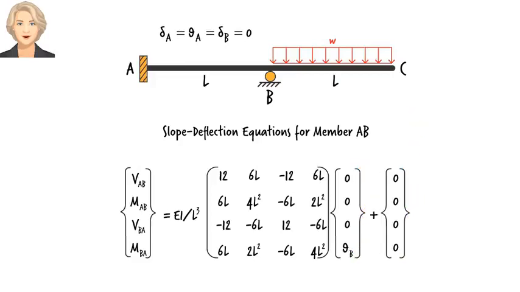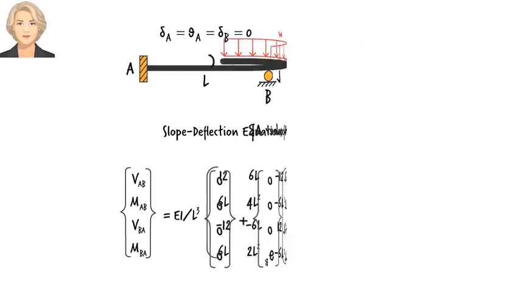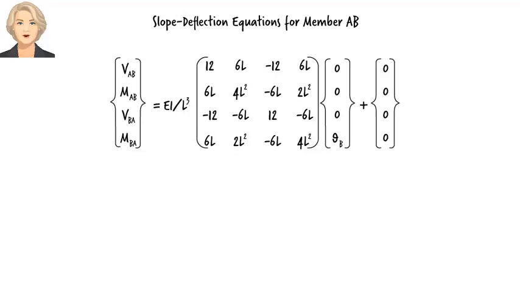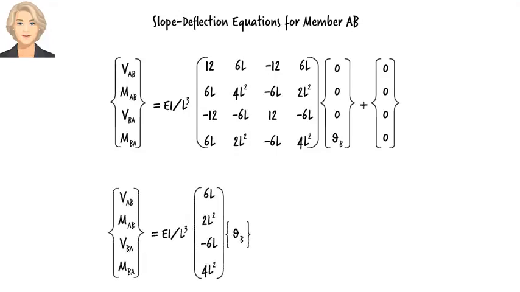Here, we have substituted 0 for delta A, theta A, and delta B in the member end displacement vector. It is important to note that, in this lecture, we are ignoring axial deformation. That is why axial forces are not present in our equations. We will bring them into this formulation in future lectures. We can shorten the member end force vector by removing the 3 zeros and by adjusting the stiffness matrix accordingly. Here are the equations for member AB, and here they are in compact form.